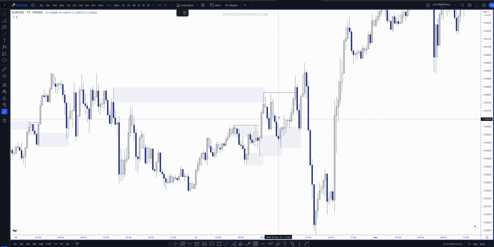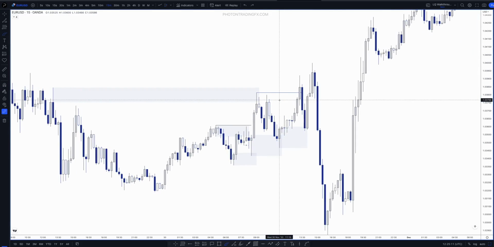Did it sweep liquidity? Well, where do you look? You look within the reaction leg. What did we do? We came down, we came up, we formed a low, we swept that low, and then we got the break, okay? So we have another flip that swept liquidity there, right?